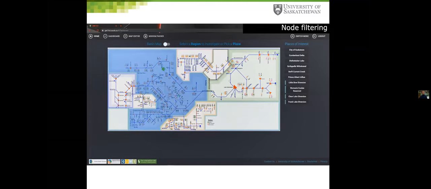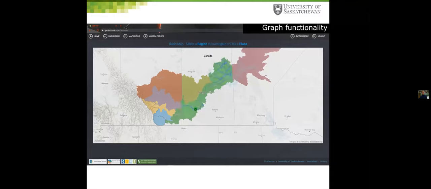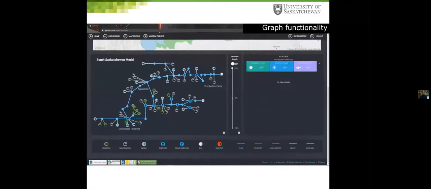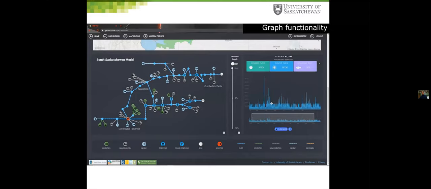We've also been doing some stuff on providing front ends to modeling systems. So this is the Saskatchewan River system. And so this is a web-based system that is intended for decision support so that community members or different stakeholders could zoom in here and see and manipulate the models and look at different what-if scenarios and so forth.